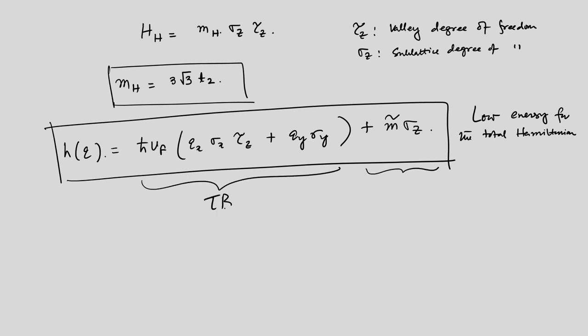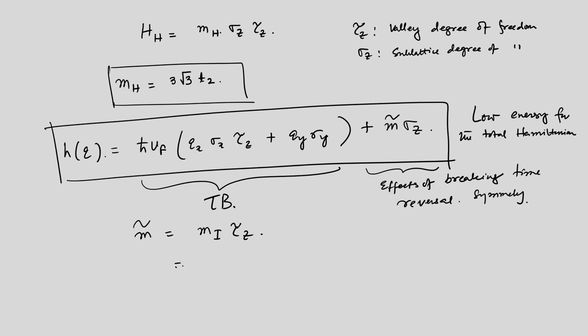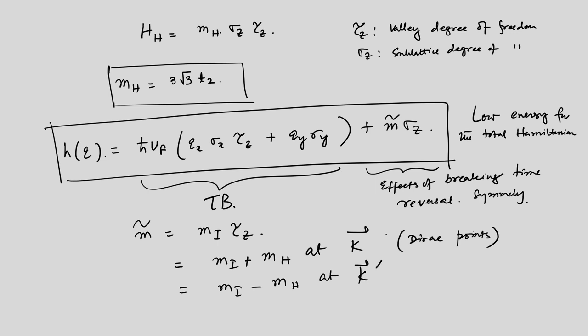So, this is tight binding and this is the effect of breaking time reversal symmetry. And M tilde is nothing but M_I gamma_z. What it means is that M tilde has a value M_I plus M_H at K, that is at one of the Dirac points, and this has another sign at the other Dirac point. Okay, so these both are Dirac points. It has two different signs, which means that the magnitude of the gap is not identical at both the Dirac points, and they kind of differ by this.